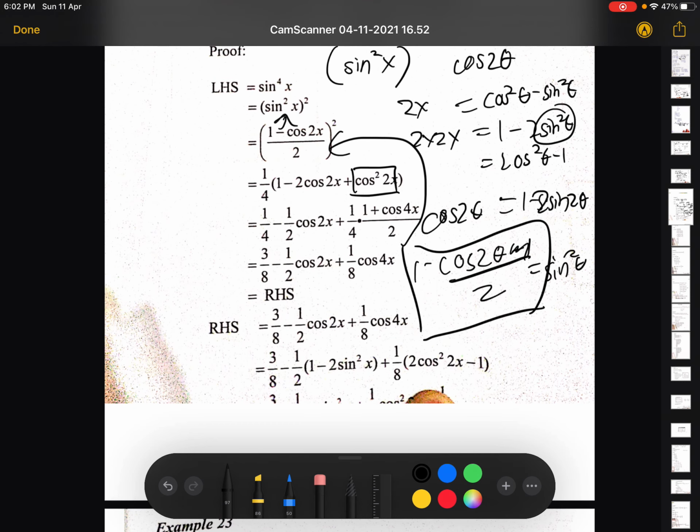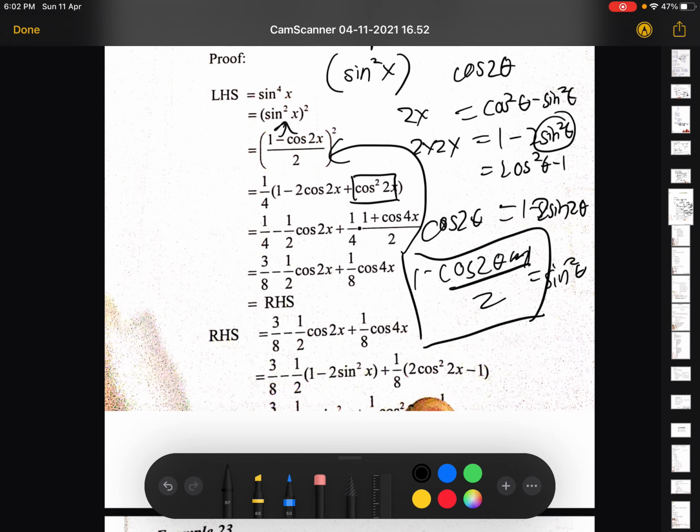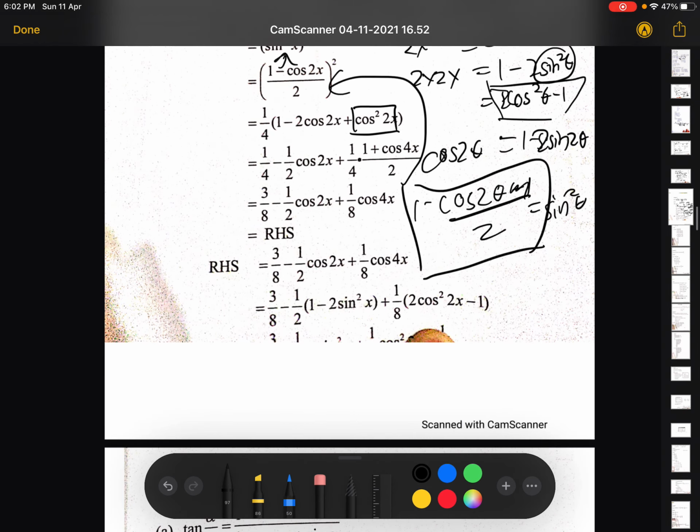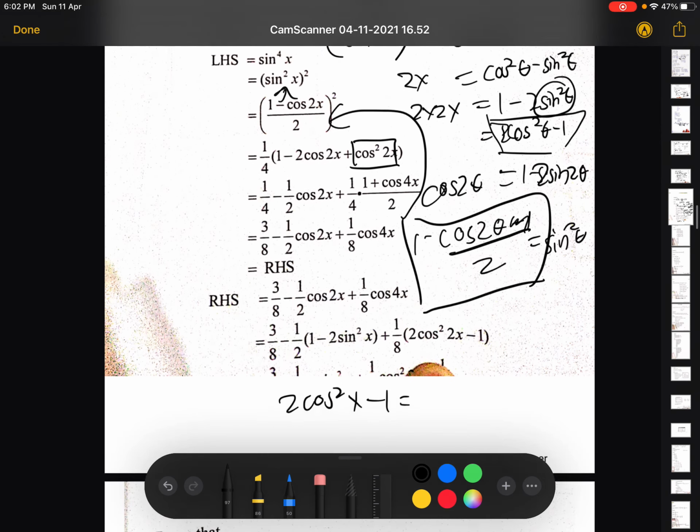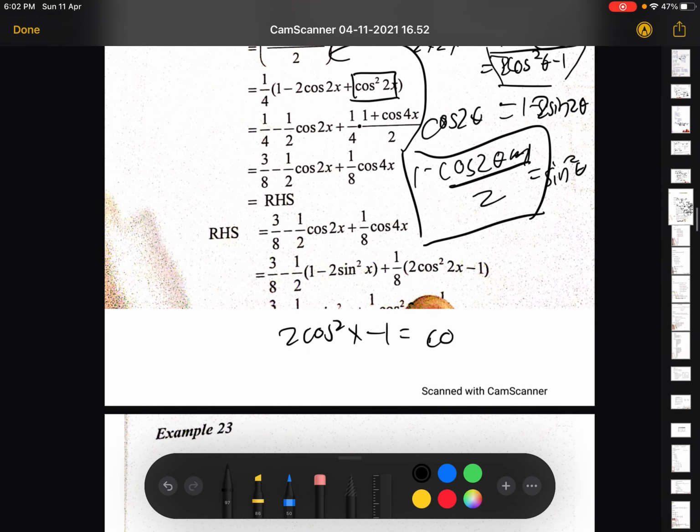Then you remember this one instead: 2 cos square theta minus 1 equals cos 2 theta. So 2 cos square x minus 1 equals cos 2x. So therefore cos square x equals cos 2x plus 1 over 2. But Anas, this is talking about 2x, this is talking about x. Why don't I just convert it back?